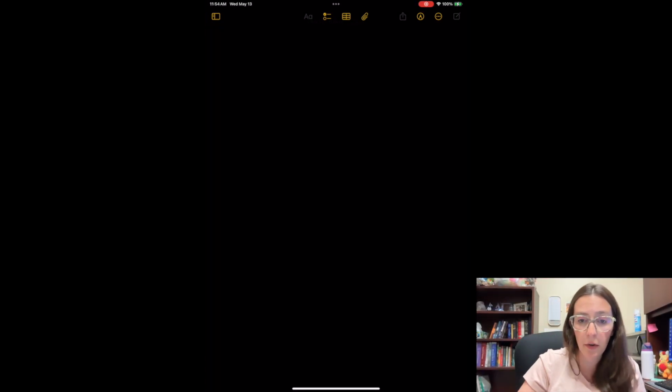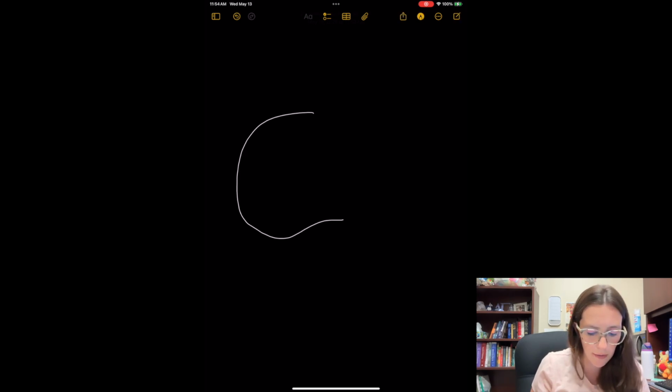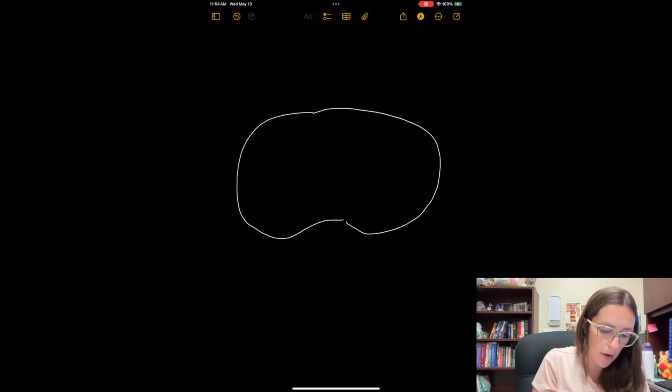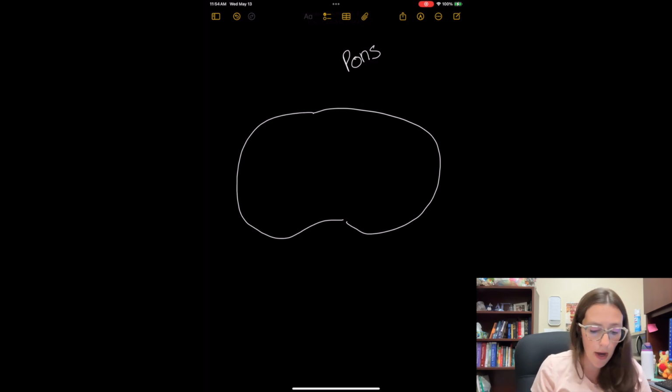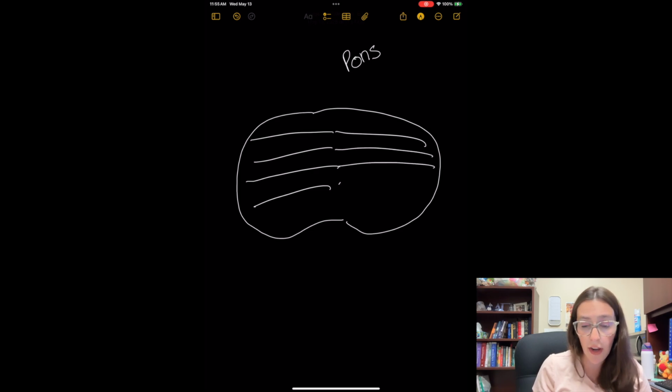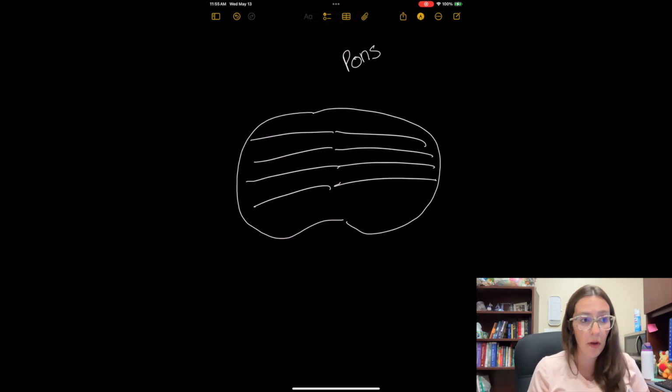So we're moving up the brainstem. We talked about the medulla oblongata, and now we're going to talk about the pons. So the pons kind of look like this. And we got our pons. When you look at the pons in real life, or look at them on a model, you'll see lots and lots of lines, or striations. These are actually the tracts that are coming from the white matter.